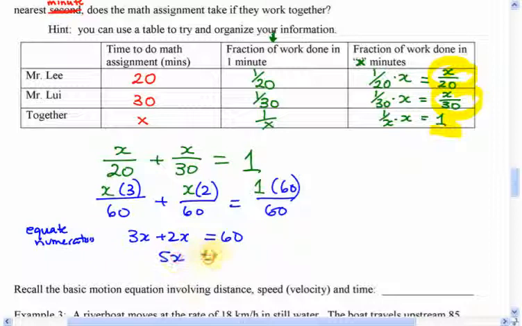5x equals 60, and therefore working together, it takes us only 12 minutes. Always better to work together. Except on a test, of course. Okay. There you go.